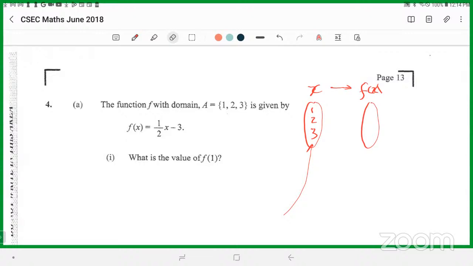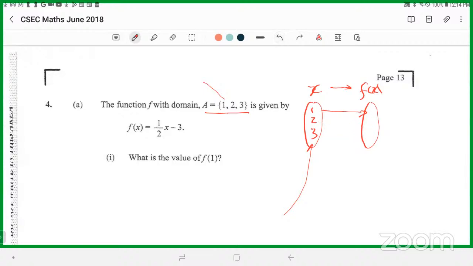Most times with the functions question, they don't give you a specific domain, and so you can use any x value. But when they specifically define your domain as this, it means that you are not allowed to use any other x value in there. And this x value is gonna map to a y value over here. This one is gonna map to 1, and this one is gonna map to 1.